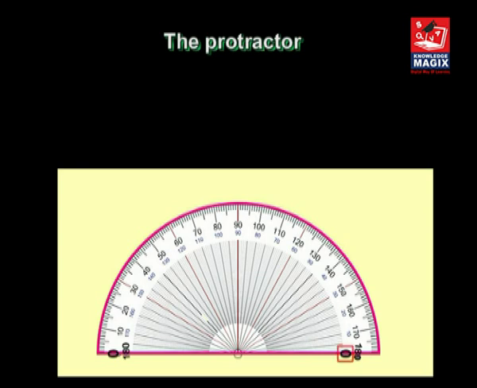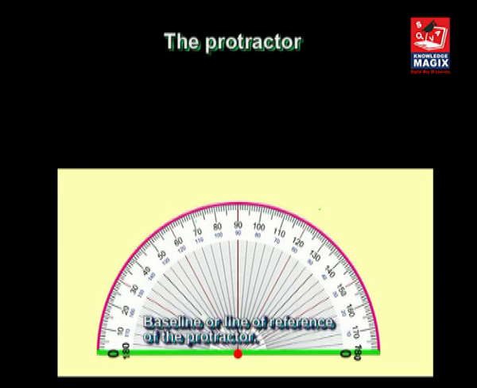The divisions 0, 10, 20, 30, ... are marked anti-clockwise or from right to left. Or the divisions 0, 10, 20, 30, ... are also marked clockwise or serially from left to right. The center of the circle of which the protractor is a half part is called the center of the protractor. A diameter of that circle is the baseline or line of reference of the protractor.